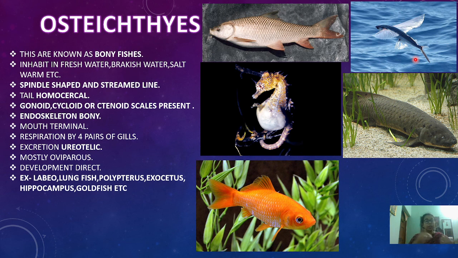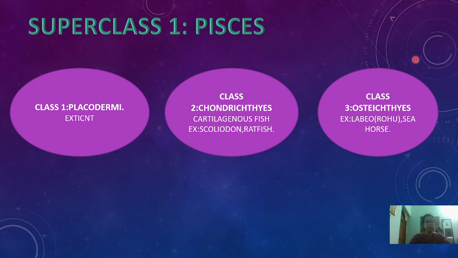Another feature by which you can distinguish between the two is the scales. By seeing the scales we can tell what type of endoskeleton they have, and you can also look at the body structure and what type of water they belong to. By seeing certain features you can easily distinguish which belongs to Osteichthyes and which to Chondrichthyes, and Placodermi are already explained. This is all about the superclass Pisces, and I hope you have understood this video.